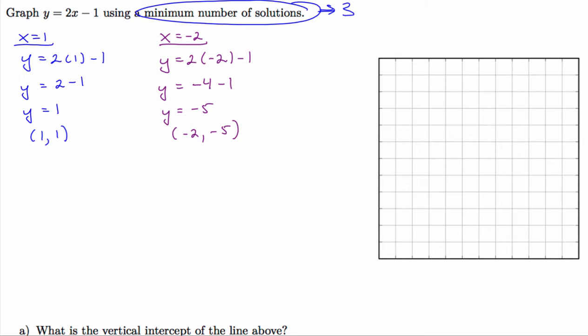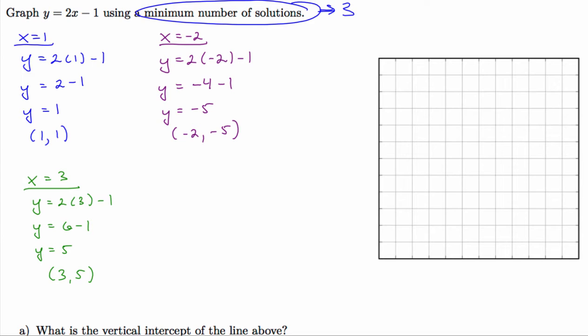For one additional point, typically referred to as the checkpoint, I'm going to pick x equal to 3. So y equals 2 times 3 minus 1. Well, 2 times 3 is 6, and 6 minus 1 is 5. So that gives us our third point, 3, comma, 5, because we had an x value of 3, which in turn told us the y value needed to be 5.